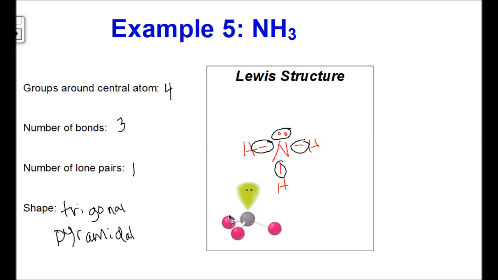So there's our trigonal pyramidal right there. You can see the lone pair. It looks like a pyramid shape. So you can see kind of the pyramid triangle. Not as good as the Egyptians, but that's all right. The Egyptians were pretty awesome at pyramids, I guess.